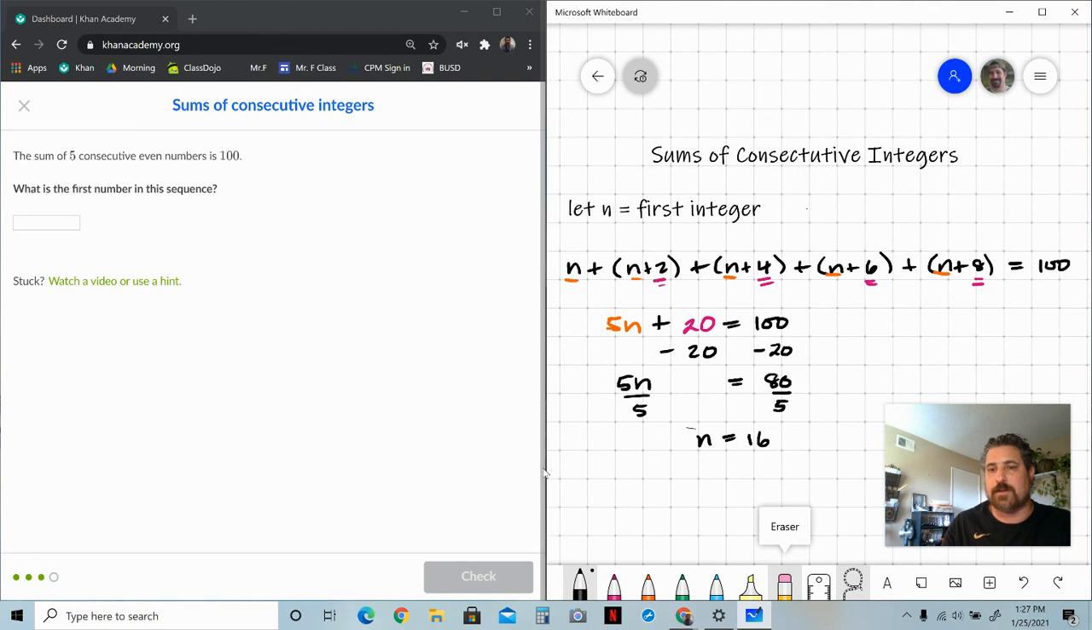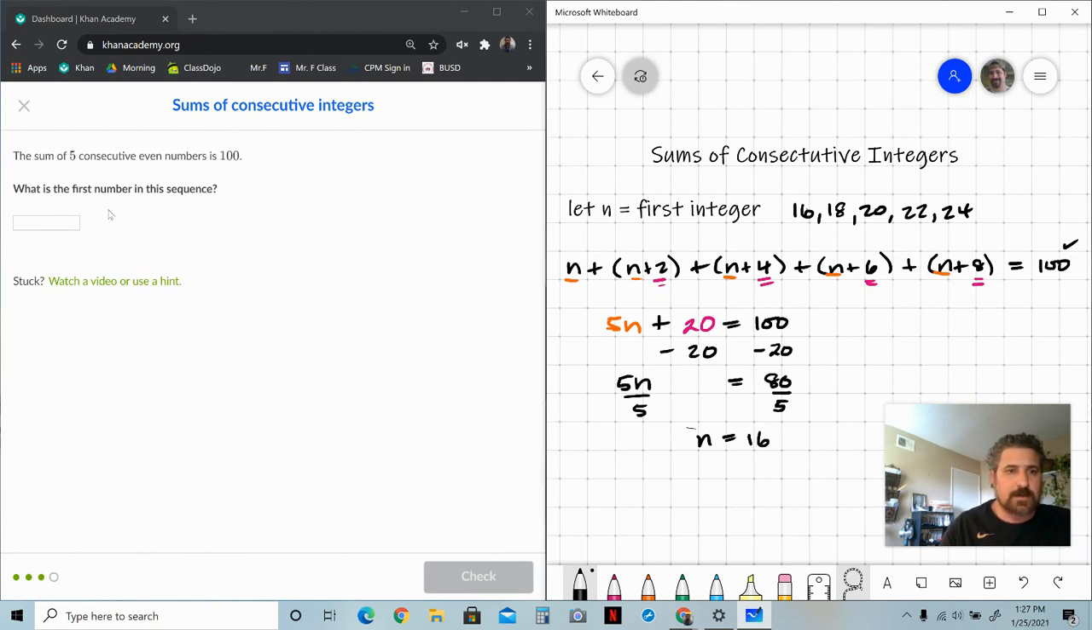So when you add 2 each time, you're going to get our consecutive evens. 16 plus 2 is 18, plus 2 is 20, plus 2 is 22, plus 2 is 24. So there's our 5 consecutive even numbers, and they add up to 100, right? Let's check it to make sure they do. 10 plus 10 is 20, plus 20 is 40, plus 20 is 60, plus 20 is 80. And then 6 plus 8 is 14, plus 2 is 16, plus 4 is 20. So 80 plus 20 is 100. Yes, it is, and we have our complete solution now.